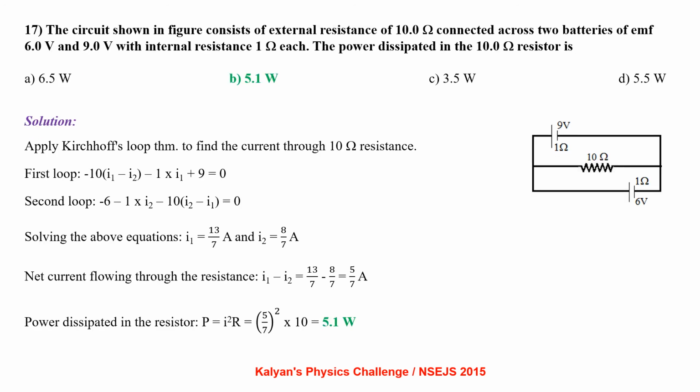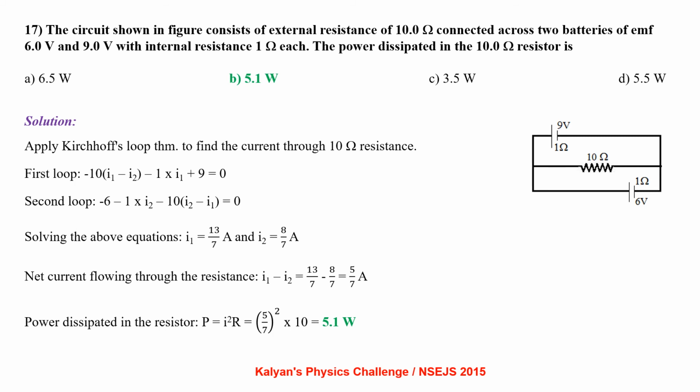The circuit shown in figure consists of an external resistance of 10 ohm connected across two batteries of EMF 6 volt and 9 volt with internal resistance 1 ohm each. The power dissipated in the 10 ohm resistance is. Apply Kirchhoff's loop theorem to find the current through 10 ohms resistance. For the first loop we get minus 10 of I1 minus I2 minus 1 into I1 plus 9 equal to 0. For the second loop minus 6 minus 1 into I2 minus 10 of I2 minus I1 equal to 0.